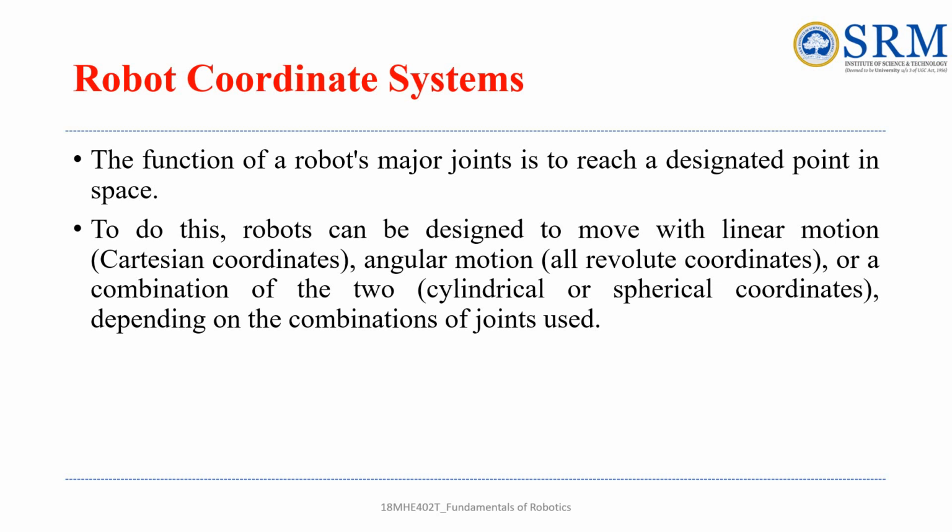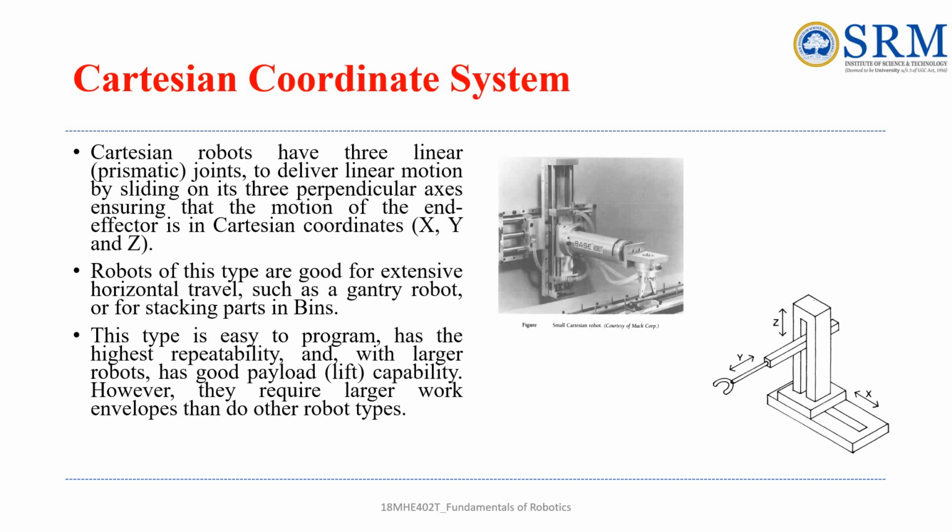Next is the robot coordinate system. Okay. So the robot's main joints have a simple job. They move the robot to a specific spot in space. Robots can move in different ways to do this. Some move straight in line, some rotate like a wheel, and others use a mix of both depending on how their joints are set up. Okay. So here comes the Cartesian coordinate, revolute coordinate, cylindrical coordinates or spherical coordinates. Okay, it depends. So we'll see again one by one.